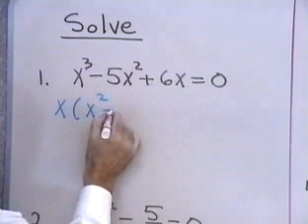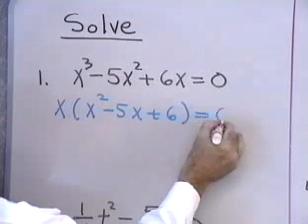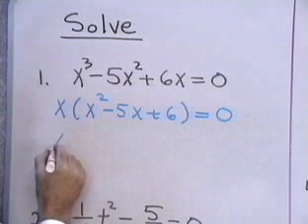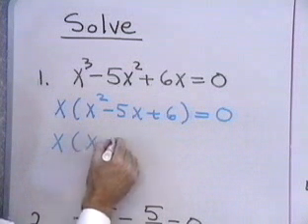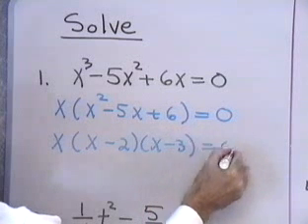What's left is x squared minus 5x plus 6. I want to write these lines completely with the equals 0 on that side. Now I factor this trinomial. It factors into x minus 2 times x minus 3, and we have equals 0.